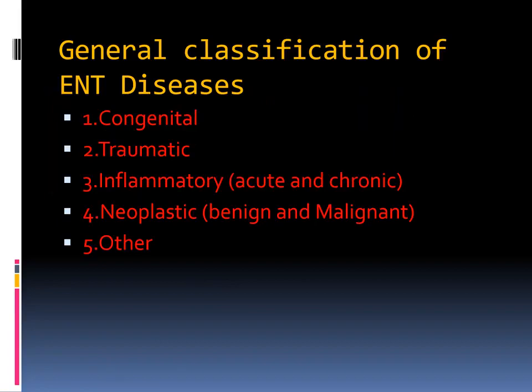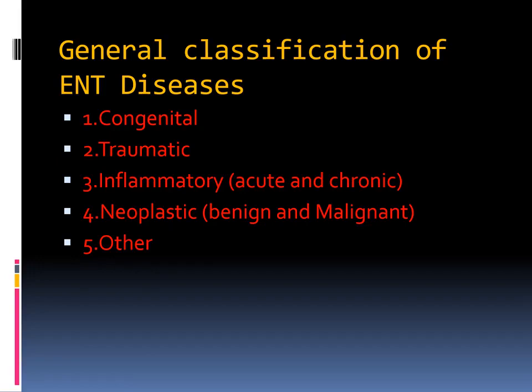Well, there is a general classification of ENT diseases, and you can use it in other departments. It is very important. When you are asked about any of the symptoms of any disease, and get asked about what are the causes, you should always think like it. The cause may be congenital, traumatic, inflammatory, and inflammatory, is it acute, is it chronic, neoplastic, is it benign or malignant, or other.